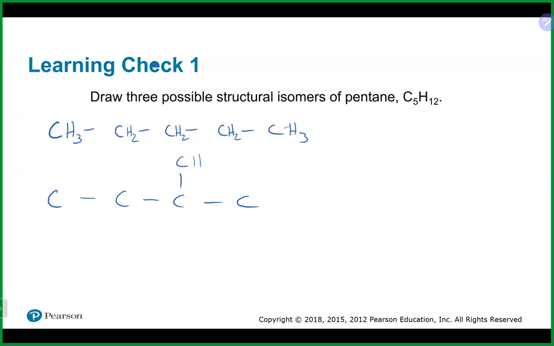I'm gonna fill in my hydrogen. So that one needs 3. That one needs 3. This one only needs 1. This one needs 2. This one needs 3. Maybe 3 in a row, maybe something like this, perhaps.